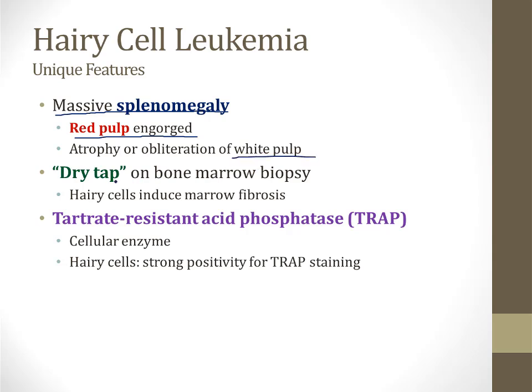Another unique feature is the presence of a dry tap on bone marrow biopsy. The hairy cells induce fibrosis, so when you attempt to do a bone marrow biopsy, you get what's known as a dry tap. And then the final unique feature has to do with an enzyme called tartrate-resistant acid phosphatase, or TRAP. This is a cellular enzyme, and hairy cells are characteristically strongly positive when you do TRAP staining.